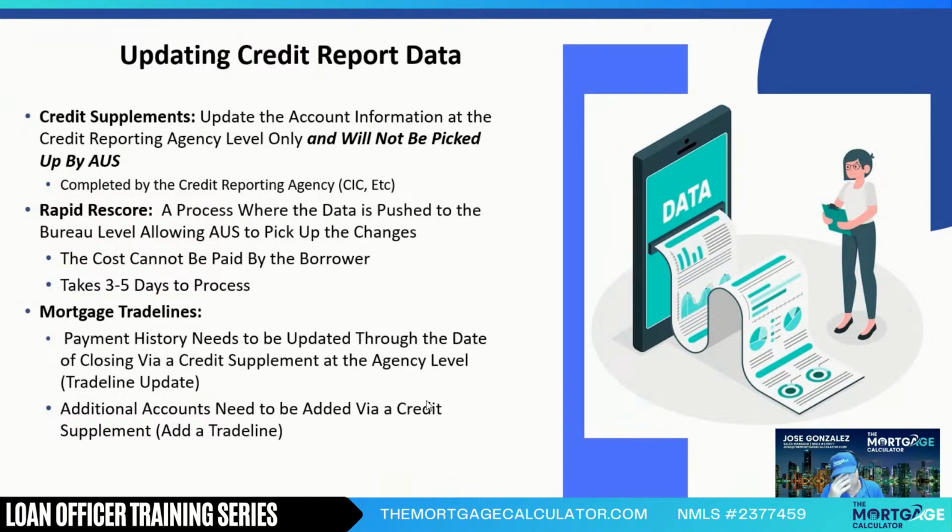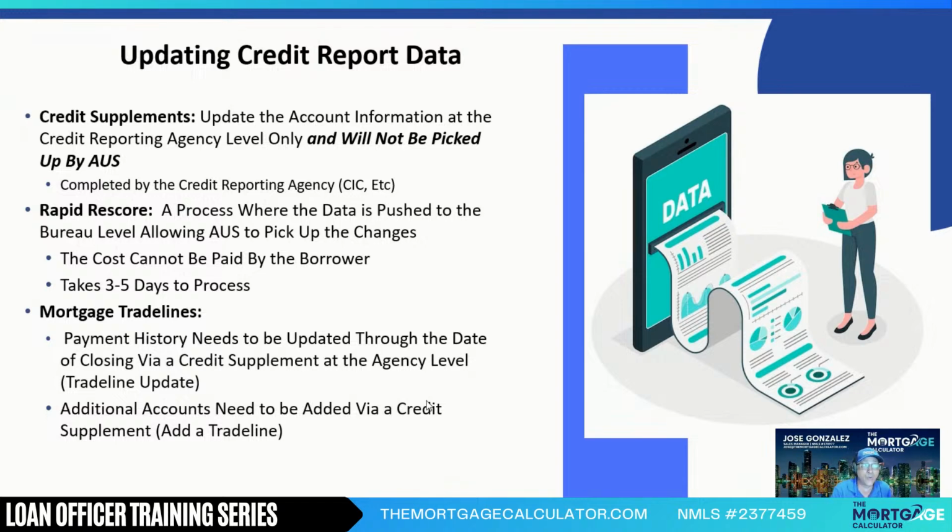So now you've identified simulation opportunities. You've suggested them. The borrower did what you told them to do per the rescore. You now obtained the letters for the rescore. So now, what do you do to update the credit report data?